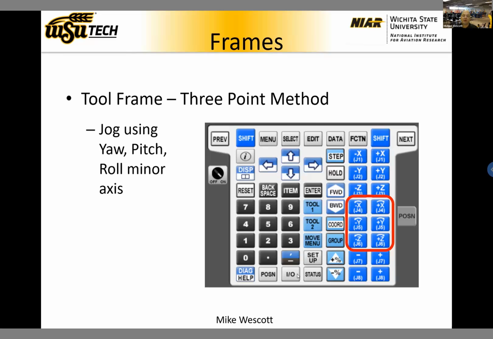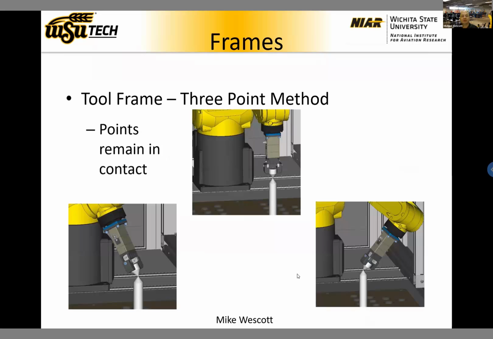This is going to jog around your minor axes, allowing the tip to stay touching. So your probe and your tip will stay touching, and you'll notice that you'll rotate around a point in space.